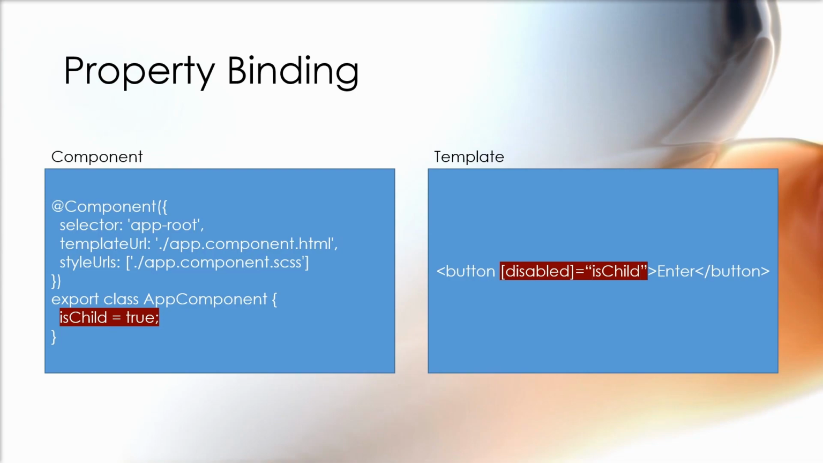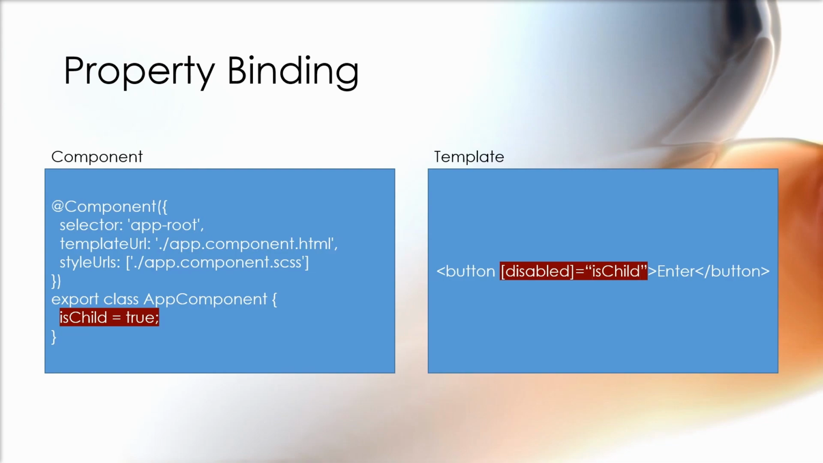In this case, our purpose is not to display certain data, but we want to change certain behavior of our template using the condition or the data of our component. That is achieved through property binding. In the case of property binding, we enclose the attribute of our HTML element within square brackets.